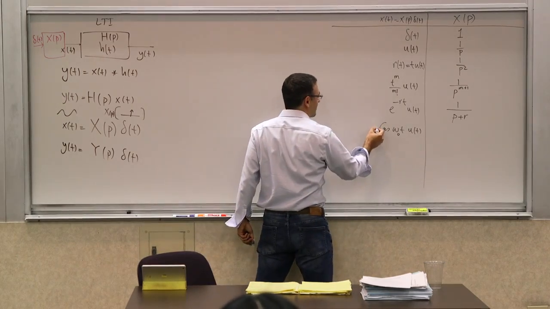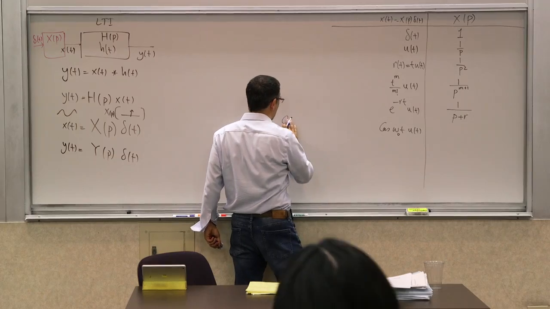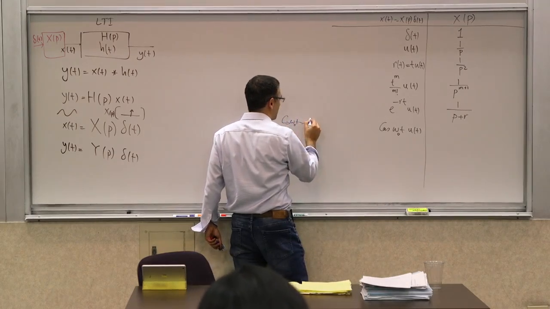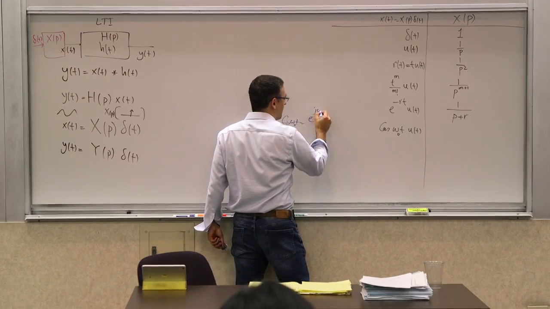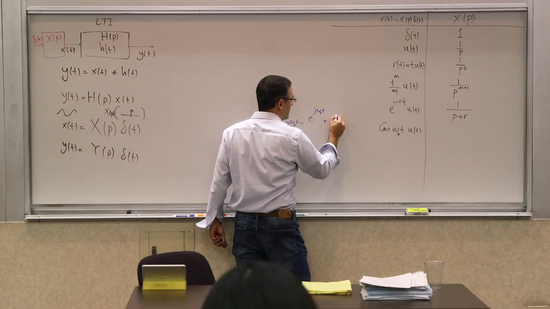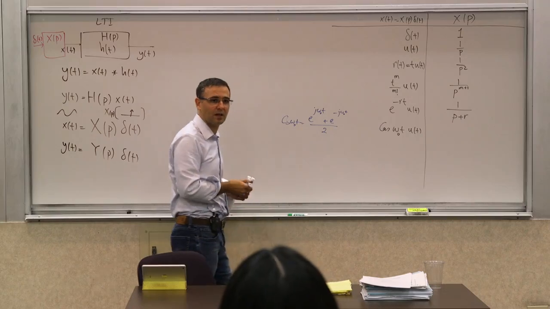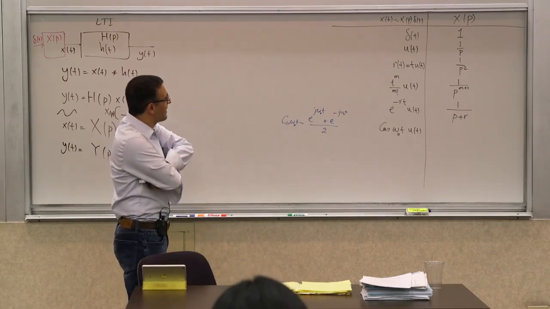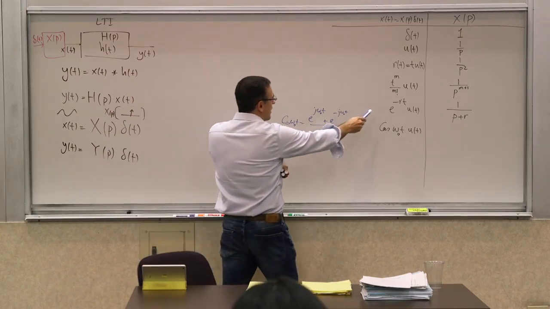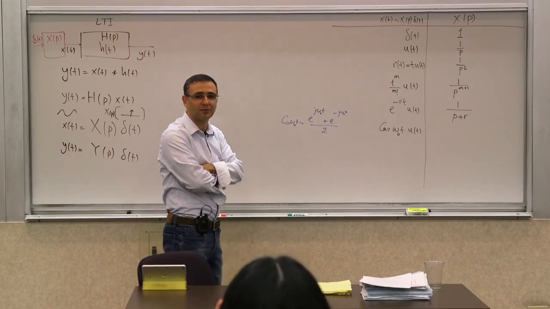So let's see. What is the expansion for cosine? Cosine of omega naught t is e to the j omega naught t plus e to the negative j omega naught t, over 2, right? So now, if we have this, can I use the previous result to find the answer for this?